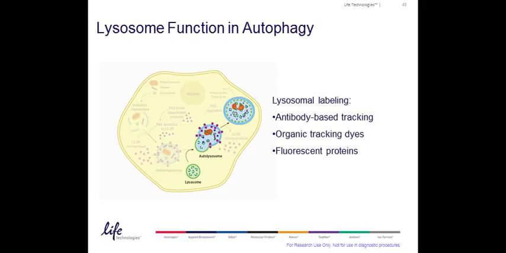Lysosomes are critically important for autophagy. They contain the hydrolytic enzymes that break the cargo down, but they can also serve as signaling and sensing platforms. Molecules such as mTOR are present on the lysosomal surface. Of course, mTOR is a key signaling molecule within the autophagic pathway. Strategies for visualizing and tracking lysosomes include specific antibodies, organic dyes, and targeted fluorescent proteins.